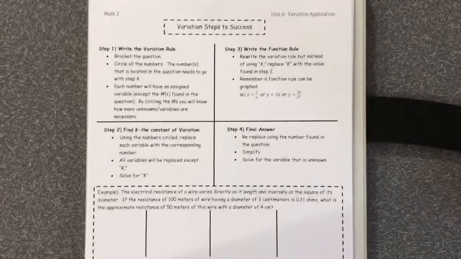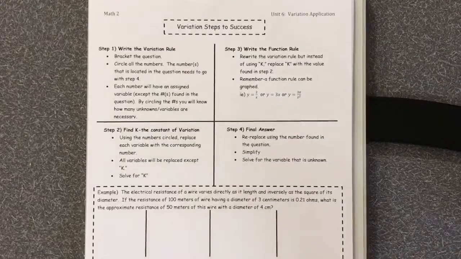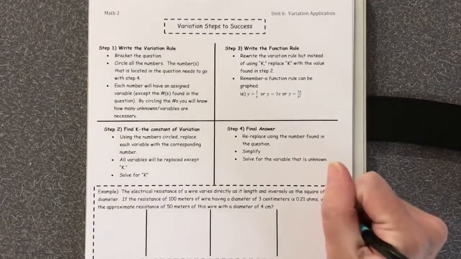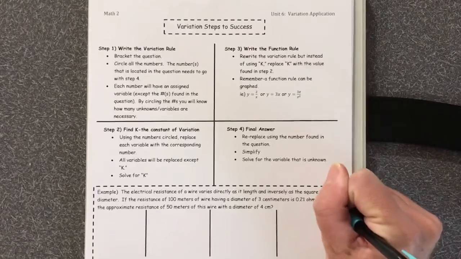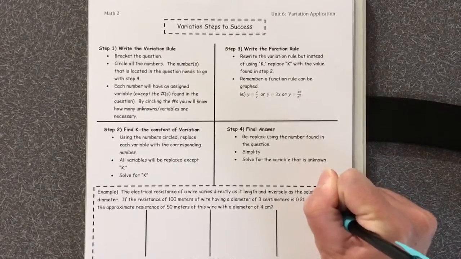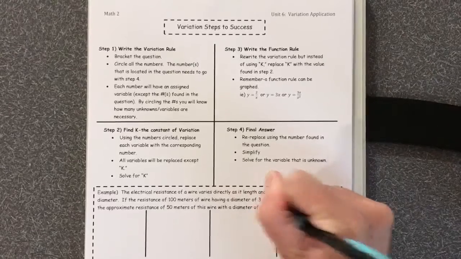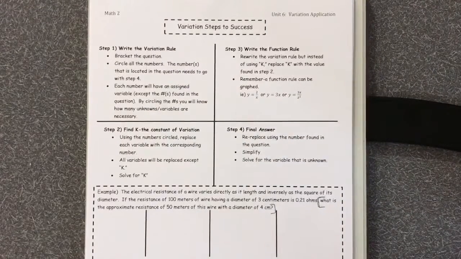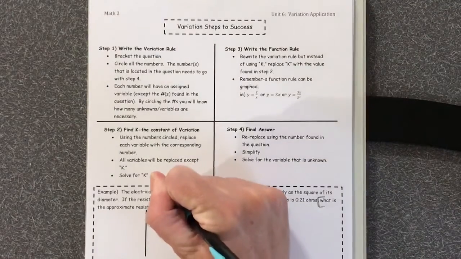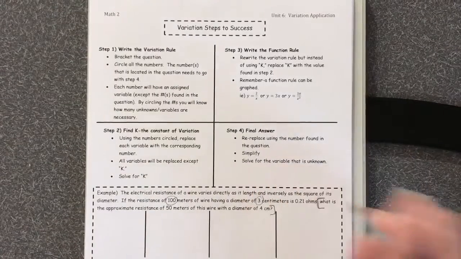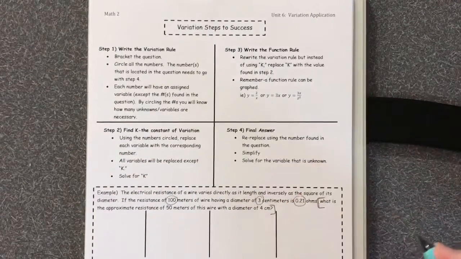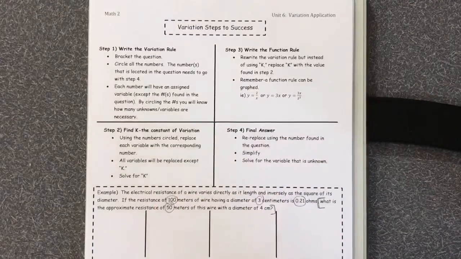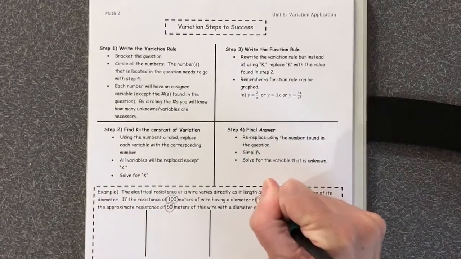So I'm going to start with my steps, and the first thing I'm going to do is put brackets around my question. So the question says, what is the approximate resistance of 50 meters of this wire with a diameter of 4 centimeters? So bracket my question. Okay, after I bracket my question, I'm going to circle all the numbers that I see in this problem. So I see 100, 3, 0.21 ohms, and 50 meters and 4 centimeters.